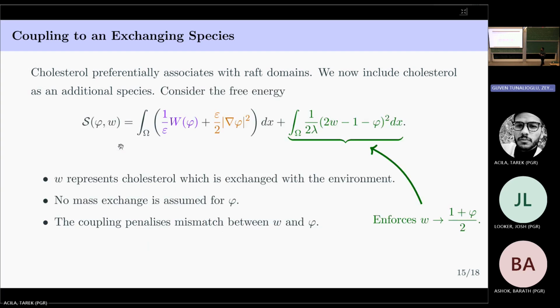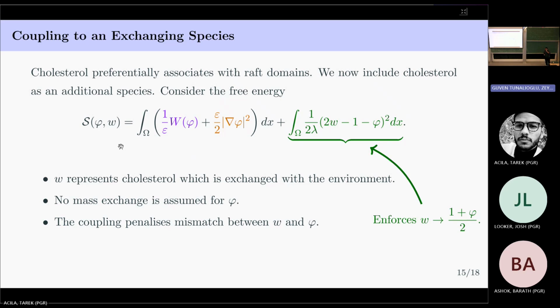Let's see. I'll keep the same energy, and I would add a term here. This is a coupling term. What this term tries to do is force W to be like (1 plus phi) over 2. So if I have phi equals 1, I get W equals 1, right? So W equals 1 in raft regions. If I have phi equals minus 1, I get W equals 0. So W is not present in non-raft regions, okay?